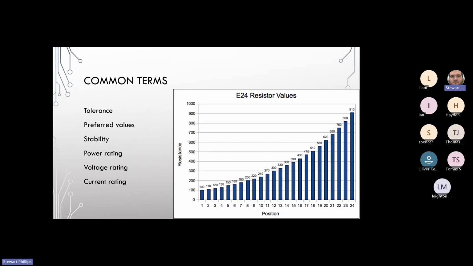Your power rating is the maximum power the component can dissipate at its rated ambient temperature without being damaged. Voltage rating is the maximum voltage above which the component will be degraded or damaged. Current rating is the absolute maximum current the device can handle continuously without damage.